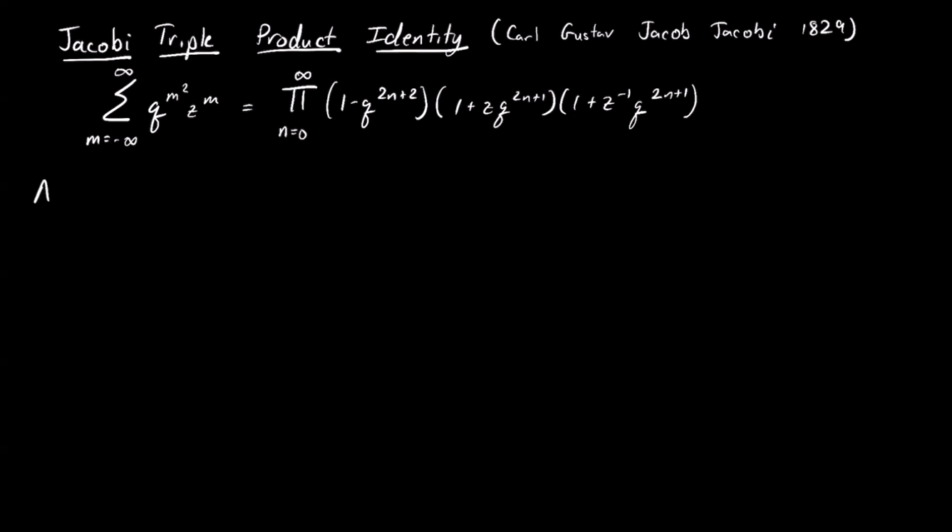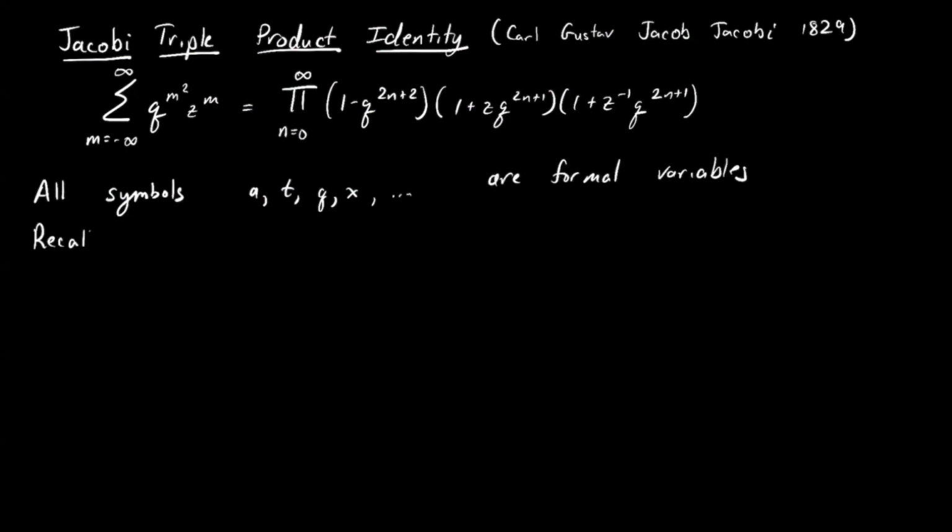So the first thing I'll note is that all symbols that I use, so for example, I'm going to use a, t, q, x, etc., are formal variables. And just to recall, we're going to interpret 1 over 1 minus q, or 1 over 1 minus any variable or combination of variables, as a geometric series. So this is just meant to be the sum of q to the n as n goes from 0 to infinity. And if we write this out, this is just 1 plus q plus q squared, so on and so forth, right? Your standard geometric series.